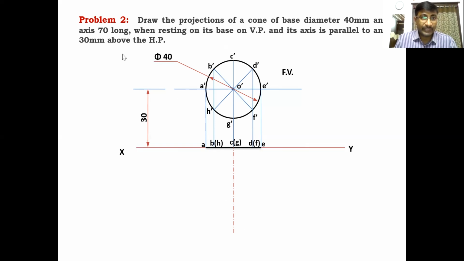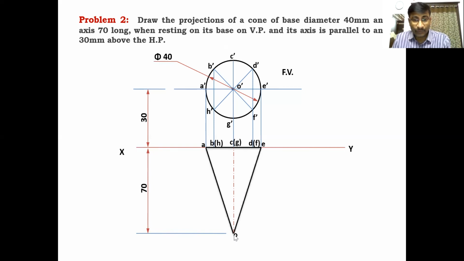This axis line length must be equal to 70 mm. That is, from the XY line, you have to draw the vertical, vertically downwards up to 70 mm length from the XY line. Locate this point as O. That is the apex point on the XY line. This is a 70 mm length. At a distance of 70 mm, the O point must be located from the XY line.